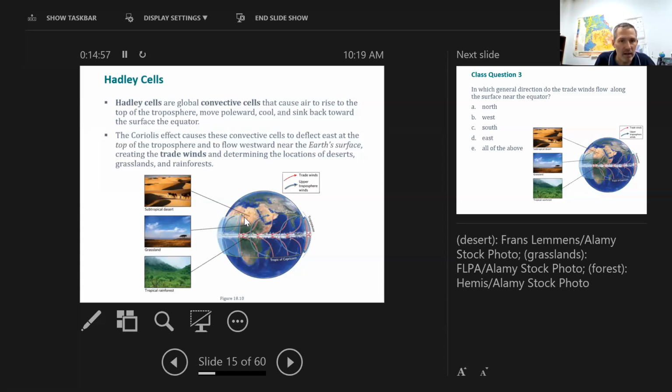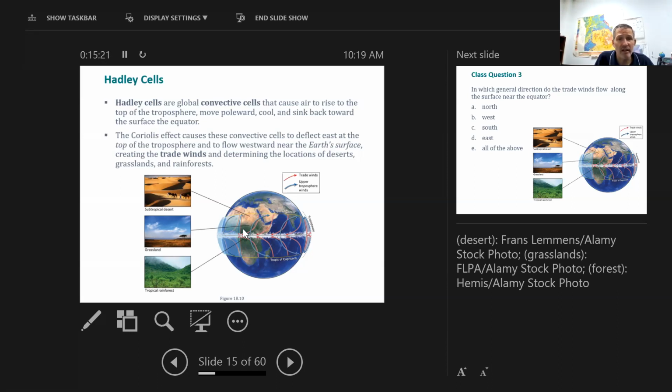The air is going to sink back down. Winds are still deflected to the right, and so the upper air is going to be deflected to the right. And as that air starts to sink, it's going to warm up. It's going to have more pressure building on it. It's going to be squeezed together a little bit. And so as a result, 30 degrees north and south of the equator are going to be these great deserts of the Earth.